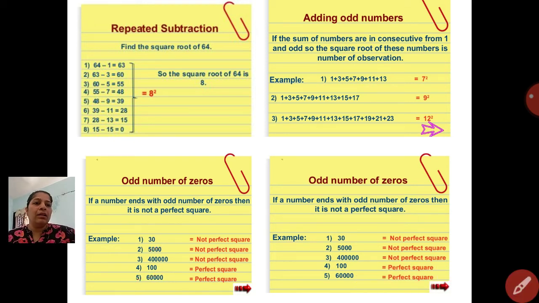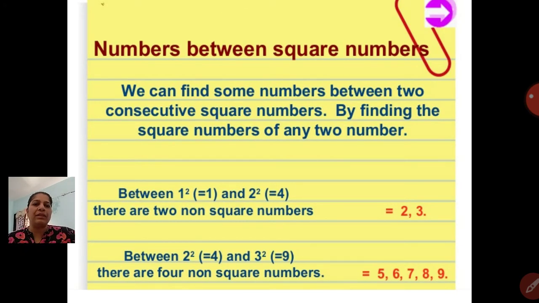Then adding odd numbers. We know that a square number can be represented by adding consecutive odd numbers. Like that, we have the square of 7. We know that the square of 7 is 49. So if I add the first 7 odd consecutive numbers, then I will get the square of 7: 1 plus 3 plus 5 plus 7 plus 9 plus 11 plus 13. The sum is equal to 49, and I have added 7 consecutive odd numbers, so it is the square of 7. Then we know the repeated subtraction method, which we will see afterwards.